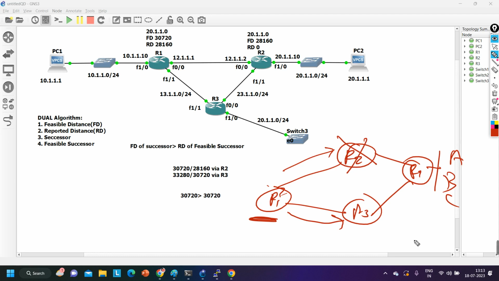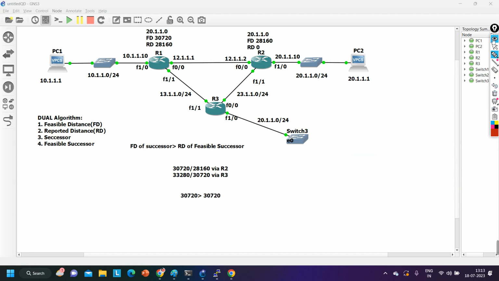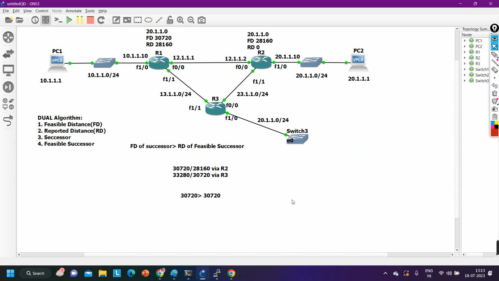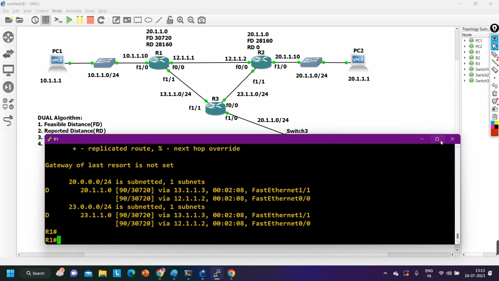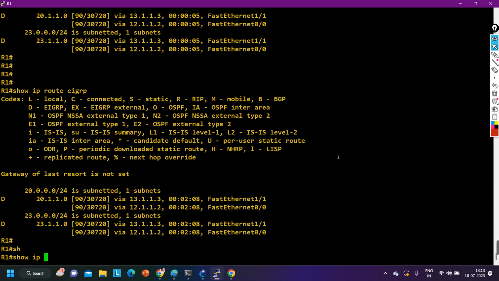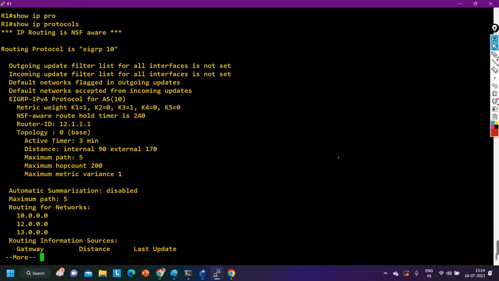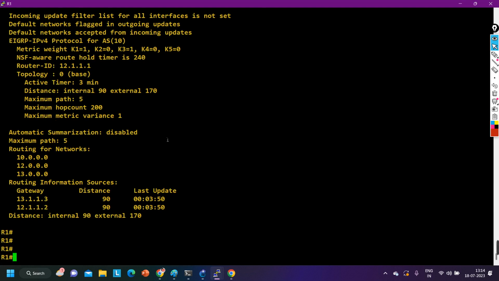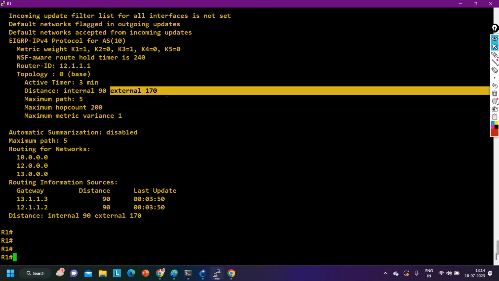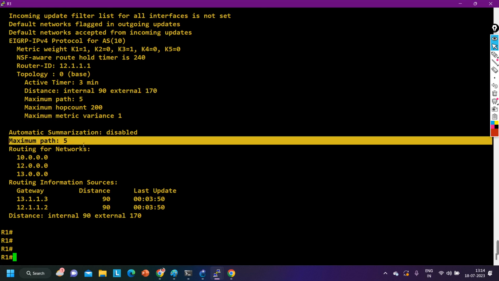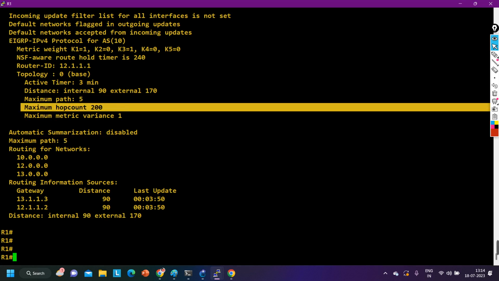In the next class I will make you understand how EIGRP works with this type of topology. Then we will discuss the default route as well in EIGRP. Now on router 1, if you run the command show ip protocol, here you can see external metric. We have external metric as well, so we need to discuss this also. Maximum path configured is 5 over here. And hop count is what? Hop count is a different thing.